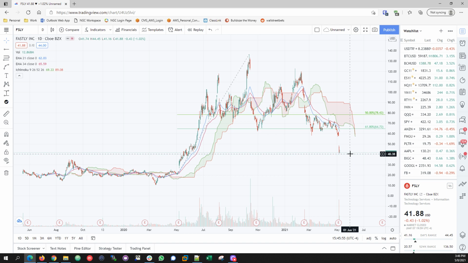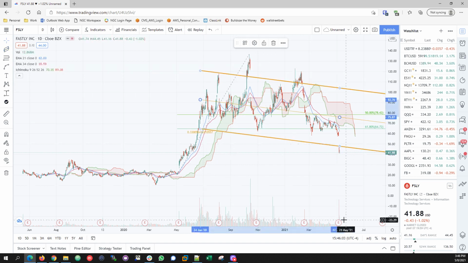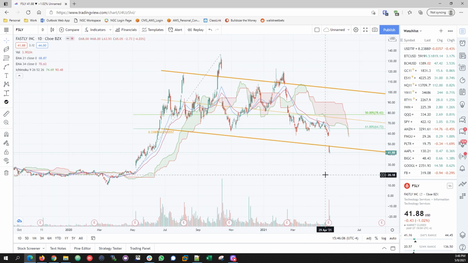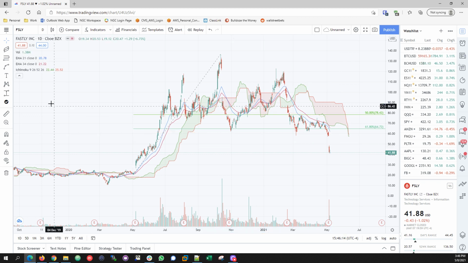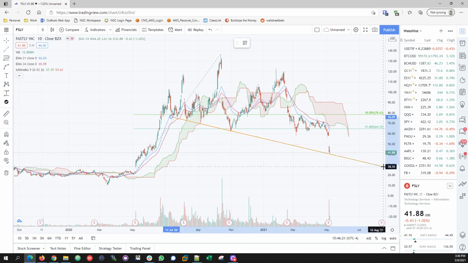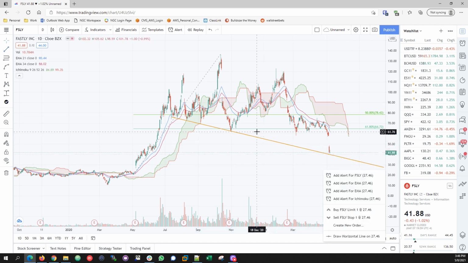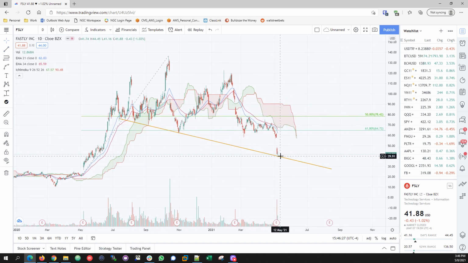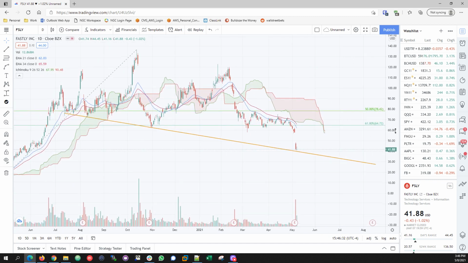I would say pretty much it needs to get back above 46. Okay. If it doesn't get back above 46, then it needs to hold 40. Okay. And this is very simple, you don't have to be a very expert.